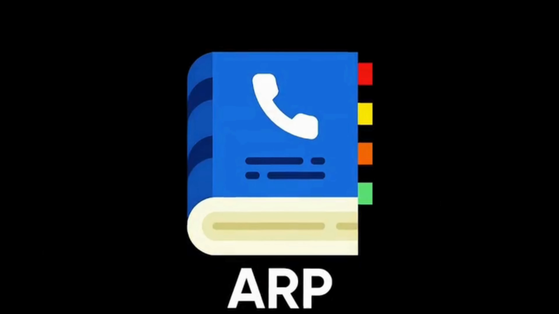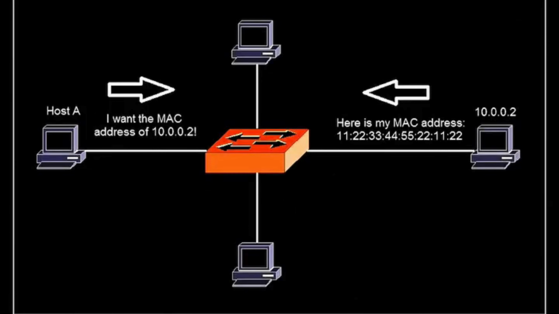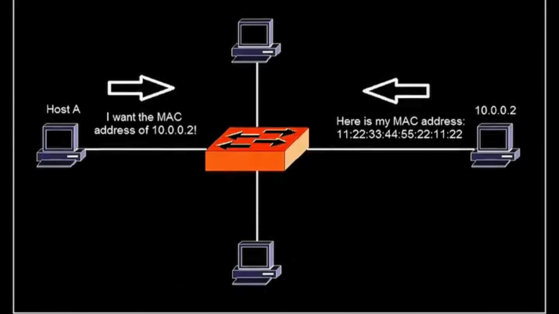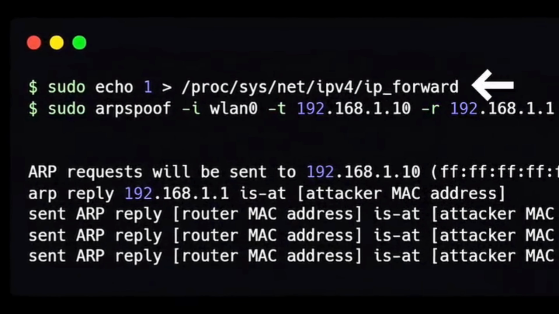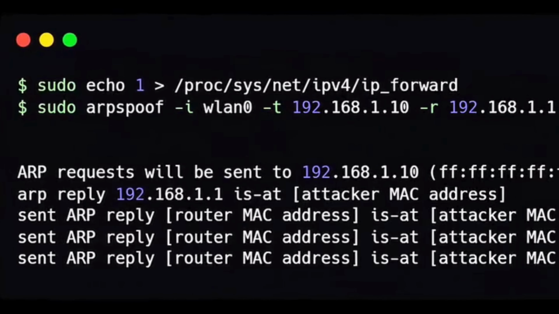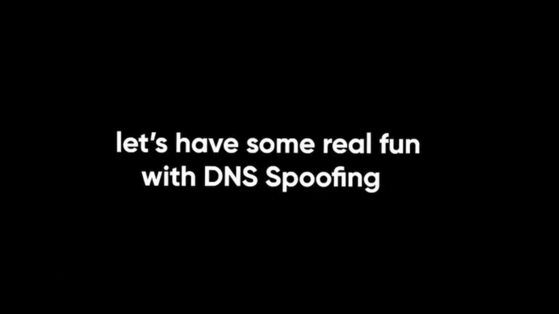Now, what exactly is ARP spoofing? ARP is like a phone book for your network. It links an IP address, which is like a phone number, to a device's MAC address, which is like the phone itself. ARP spoofing tricks devices into thinking you're the router, so they send all their traffic to you. To make this happen, you need to enable IP forwarding on your machine with this command, and then start ARP spoofing with another. At this point, you've just tricked both the router and the victim into thinking you're the trustworthy middleman.